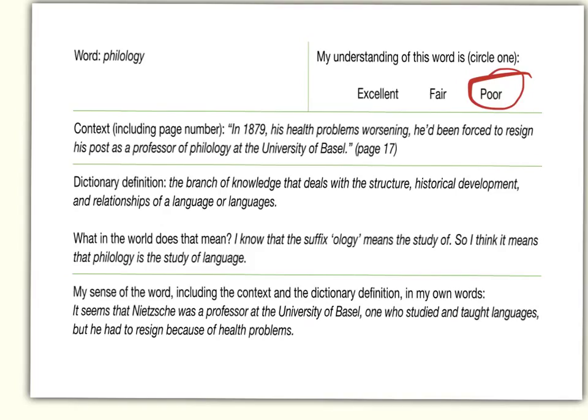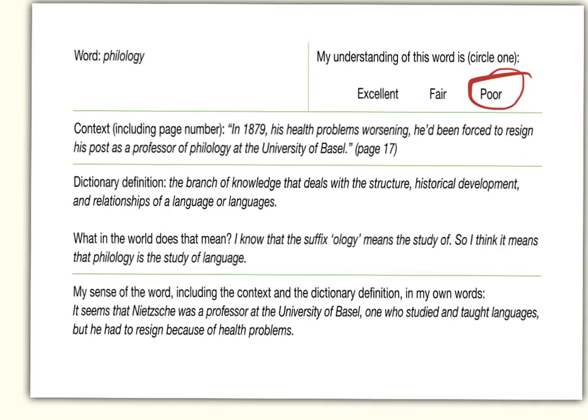The next section asks students to provide the dictionary definition and then to put that dictionary definition in their own words. So the definition here is the branch of knowledge that deals with the structure, historical development, and relationships of a language or languages. Then in answer to the question, what in the world does that mean? I wrote, I know that the suffix ology means the study of, so I think it means that philology is the study of language.